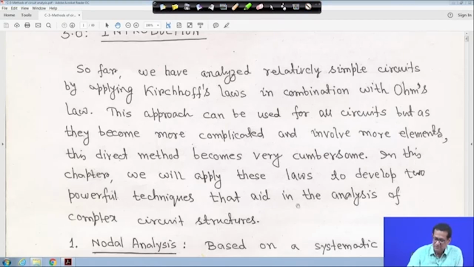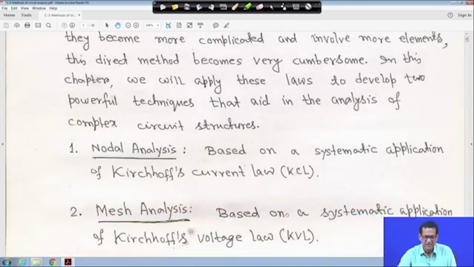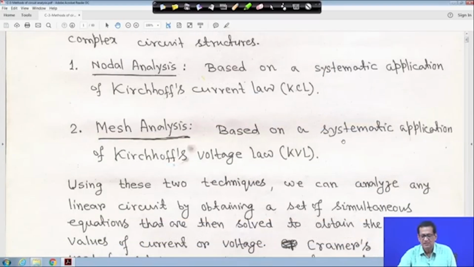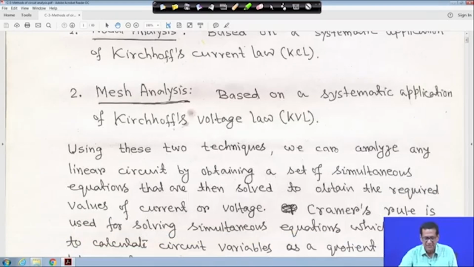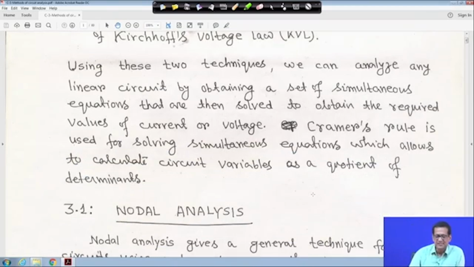The first is nodal analysis, which is based on a systematic application of KCL, and mesh analysis, which is a systematic application of KVL. Of course, we use Ohm's law every time. Using these two techniques we can analyze any linear circuit by obtaining a set of simultaneous equations that are then solved to obtain the required current or voltage values. Cramer's rule is used for solving simultaneous equations, which allows us to calculate circuit variables as a quotient of determinants. We will see a little bit of Cramer's rule also.